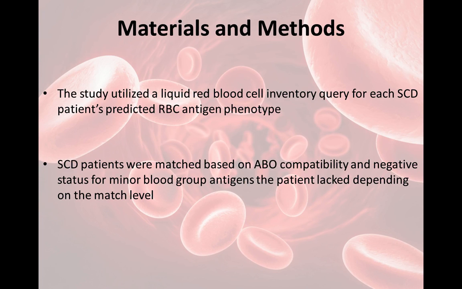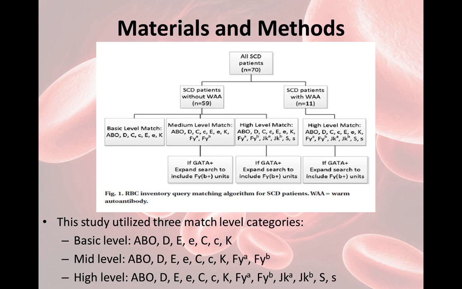Basically, this study utilized a liquid red blood cell inventory query for each sickle cell disease patient's predicted red blood cell antigen phenotype. The sickle cell disease patients were matched based on their ABO compatibility and negative status for minor blood group antigens that the patient lacked, depending on the match level. The study created 3 different match level categories.